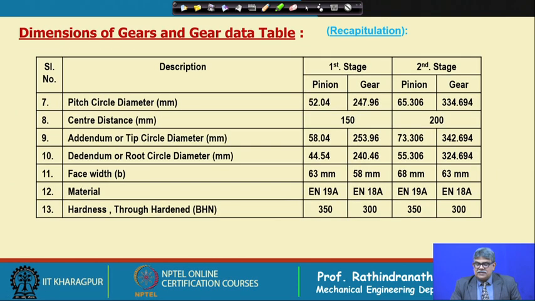These are the dimensions, and we have calculated all the dimensions of the gears. The center distance in the first stage is 150, and in the second stage earlier it was 300, now it is 200, as well as the size of the output gears also reduced, as you see from this chart.